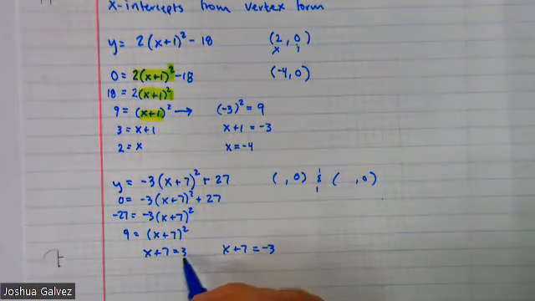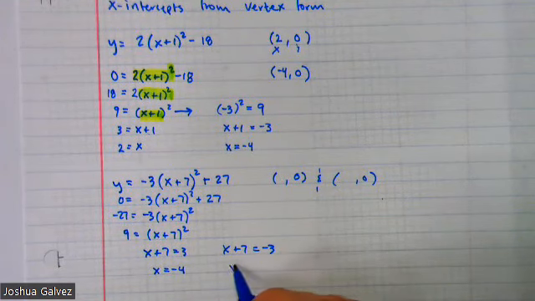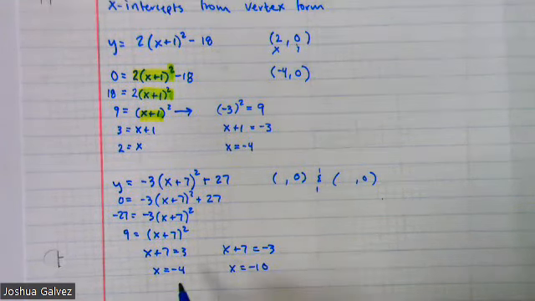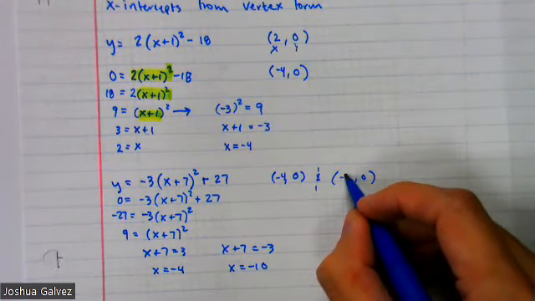So if x plus 7 is 3, that means x would be -4. And if x plus 7 is -3, that means x can be -10. And so here we have our two x-intercepts, (-4, 0) and (-10, 0).